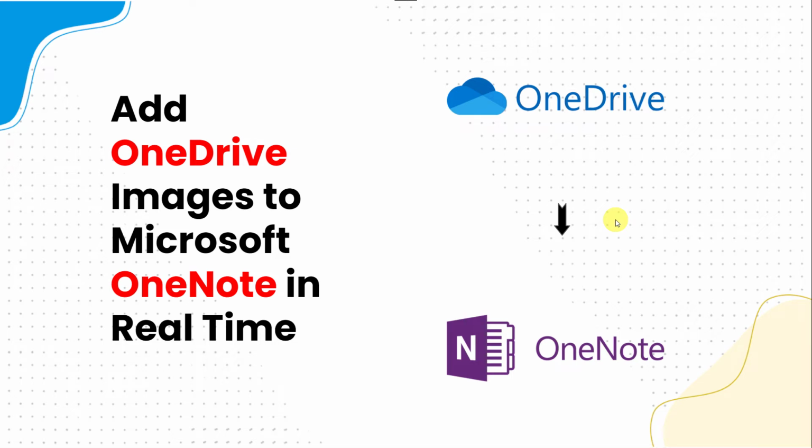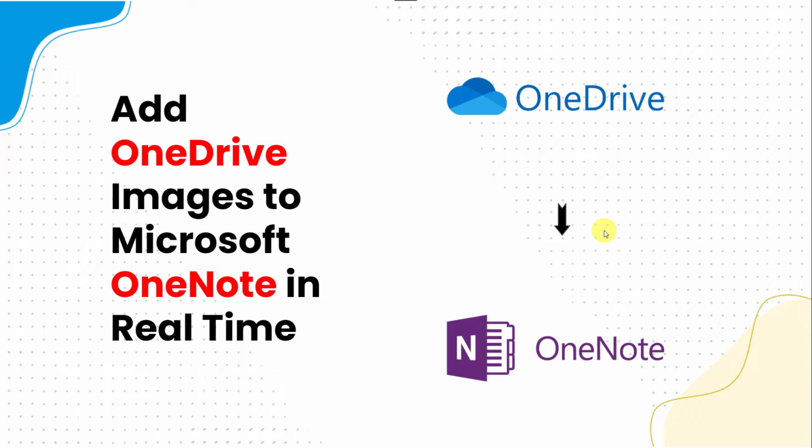So in this video we are going to learn how to add OneDrive images to Microsoft OneNote in real time. So the idea here is that whenever you upload a new image in your OneDrive account, you want the same image to get uploaded into the OneNote account. For that, we need to create a link between OneDrive and OneNote so that whenever a new image is uploaded in OneDrive, the same image gets uploaded on the OneNote account automatically.